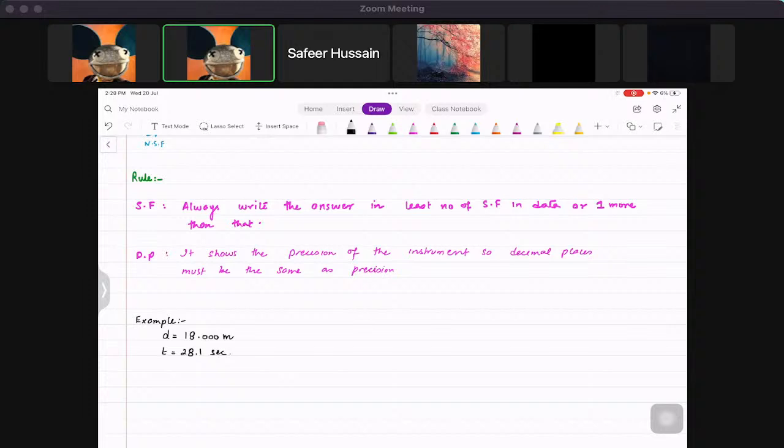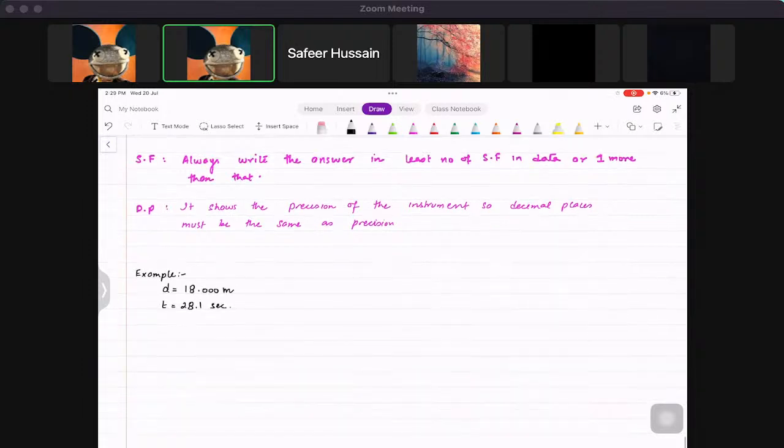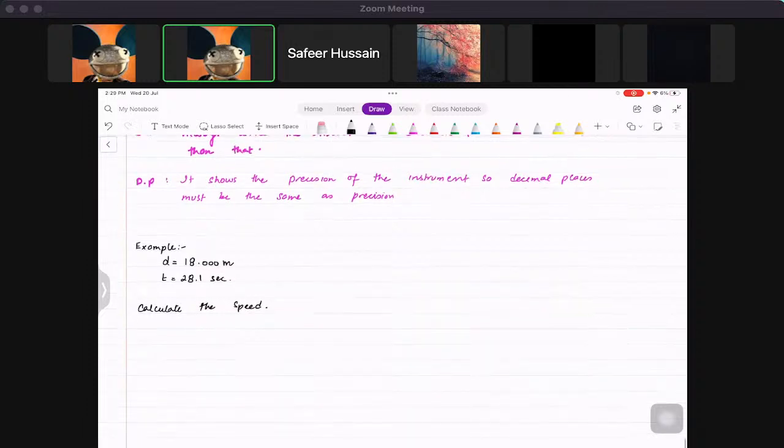And they say, calculate the speed. Okay, so it's pretty easy because when you calculate it, you write the distance over the time. You're gonna get 0.6405693950 meters per second. So that's the answer on the calculator, right? Now you're not supposed to write this answer.